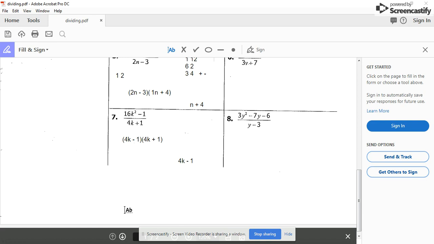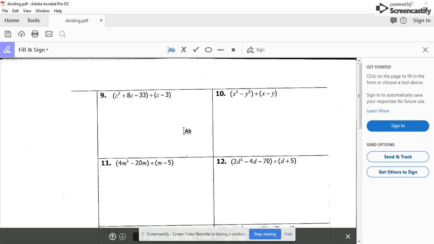And next page. So this is written the same, just in a different way. Instead of a big fraction bar, this little dividing thing. So trinomial, leading term is 1, multiply to become negative 33, add to become 8. We have c minus 3, which I already know because that factor is there. So now I just have to figure out c plus 11. C minus 3 cancel. Final answer, c plus 11.